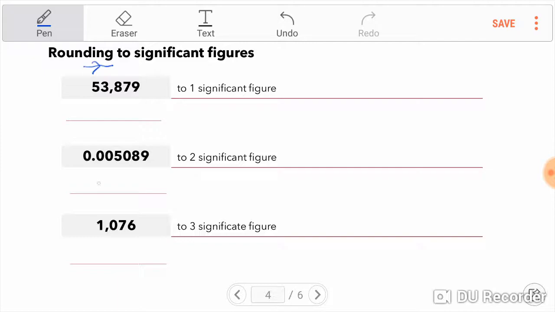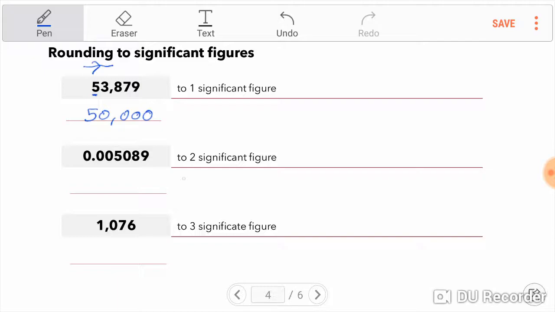We look at the value of the next digit after 5, which is 3, less than 5, so we round down and keep 5 as it is, and we have rounded this number to 50,000. We replace the digits to the right with zeros.